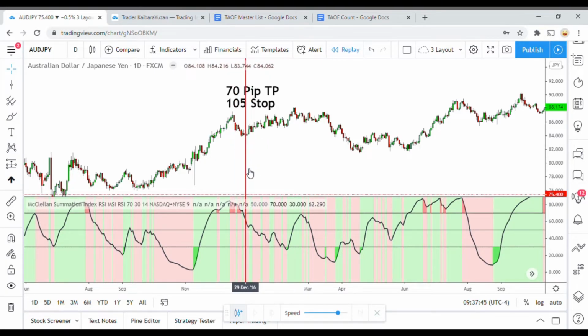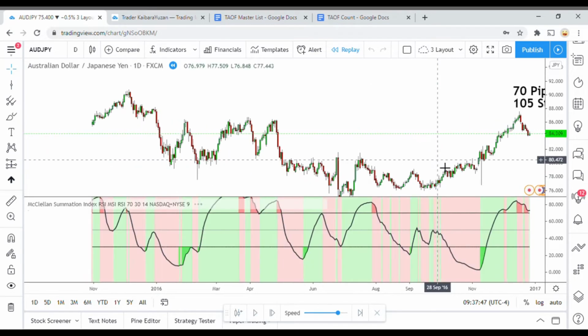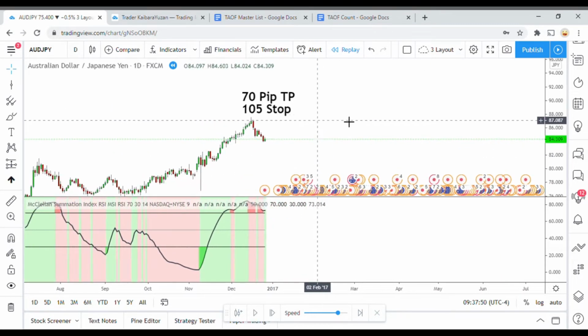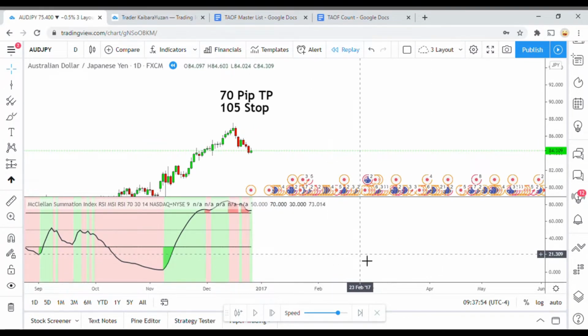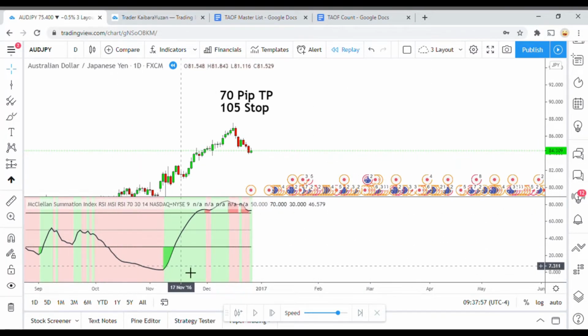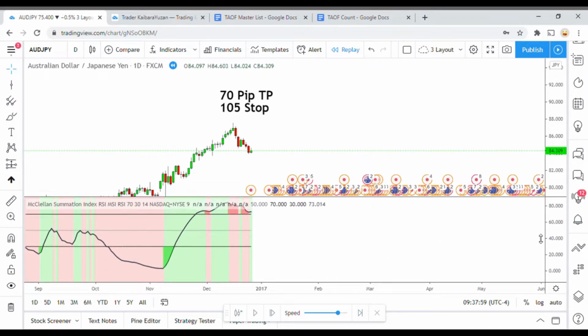All right, let's get it set back up here. It bugged out whenever I switched time frames and freaked out the replay function. Okay, so it is very similar to the way we would trade the RSI.